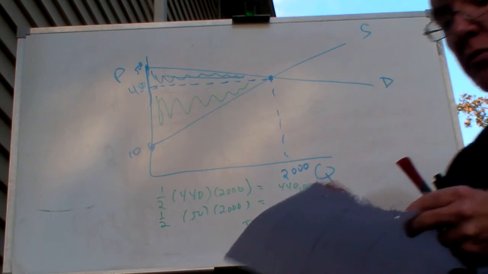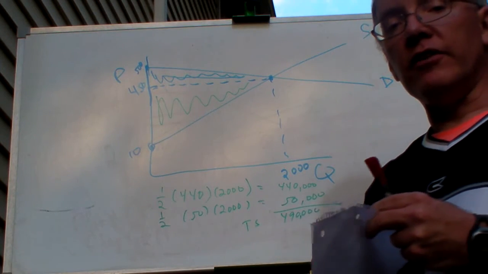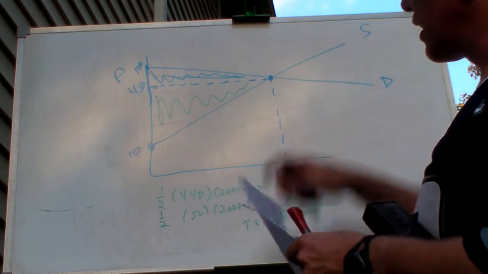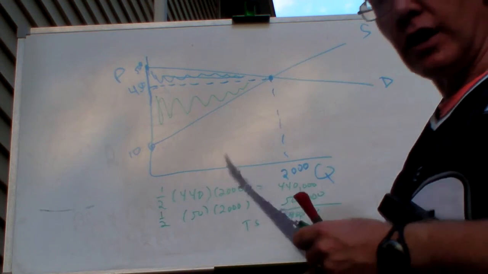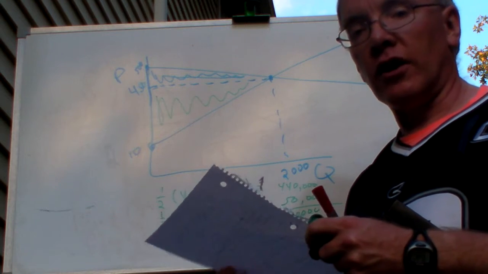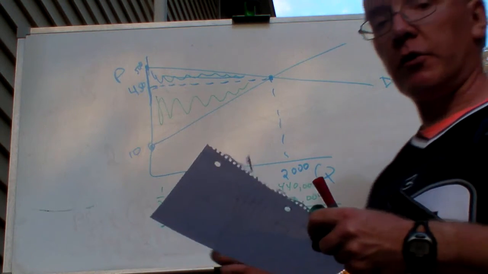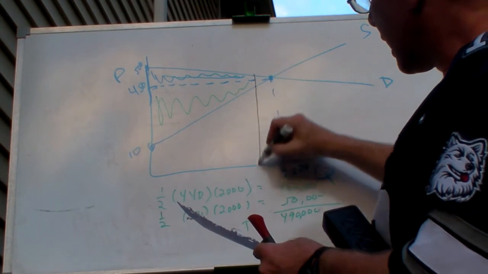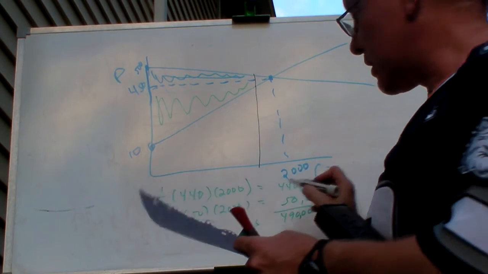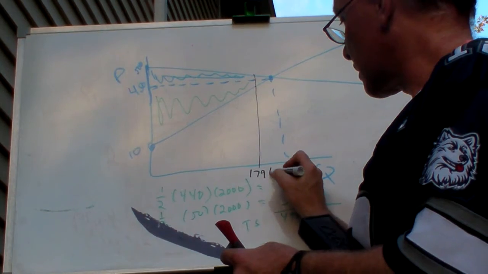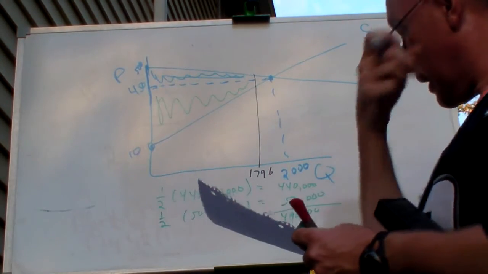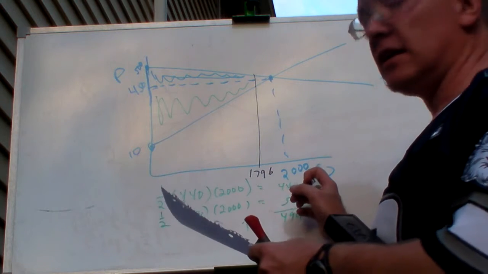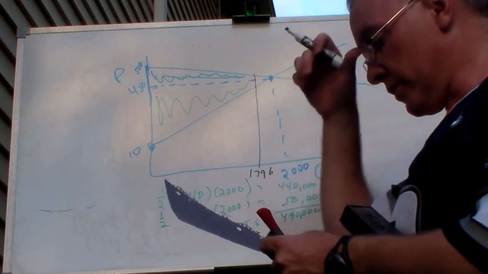And now let's say the government wants to impose a $50 excise tax. And so again, we have to find the place where the demand curve and the supply curve are $50 apart and figure out what the quantity is at that point. And I will tell you that it's going to be 1796. And so we're going to have 204 less quantity than the 2,000 that we had before.